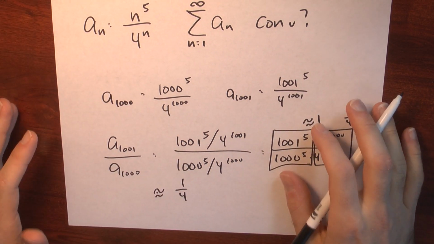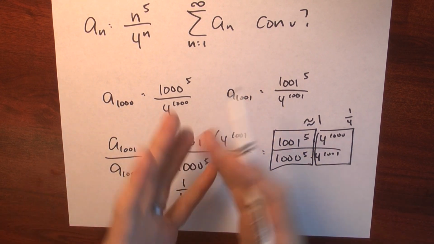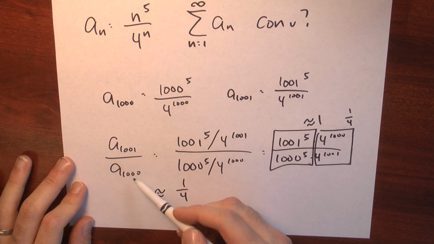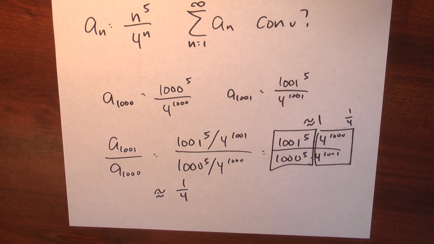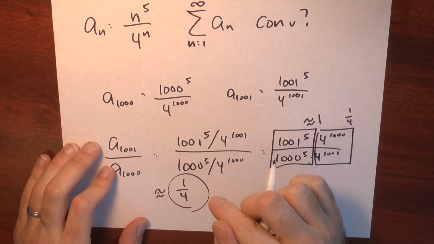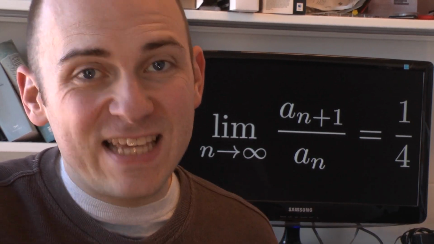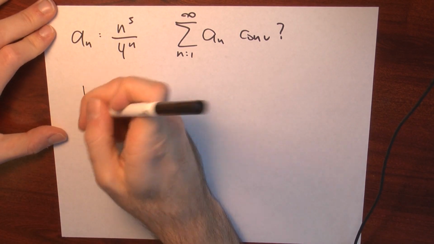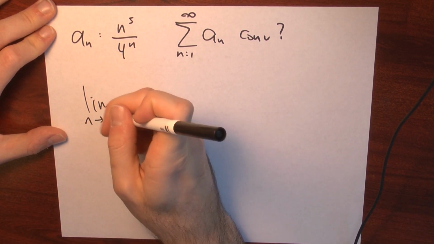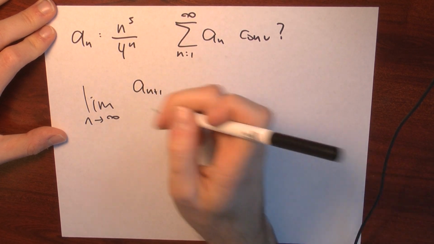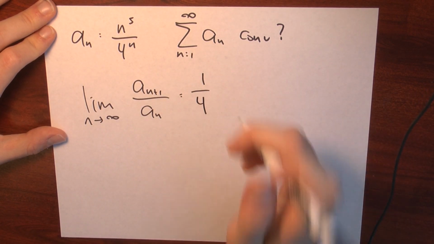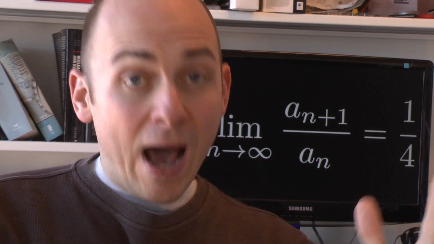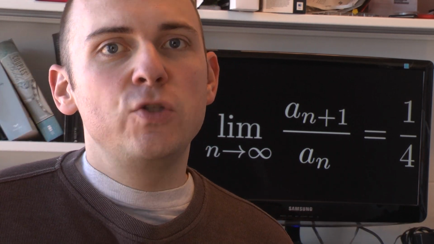And if you think about it, there's nothing special about 1,000 here, except that it's really big. So the ratio between subsequent terms, at least if those terms are far enough out in the sequence, is close to 1/4. Can I make this precise? I'll use a limit. What I'm saying is that the limit as n approaches infinity of a sub n plus 1 over a sub n, in this case, is equal to 1/4. That if I choose n big enough, I can make that ratio close. How close? As close as you want to 1/4.